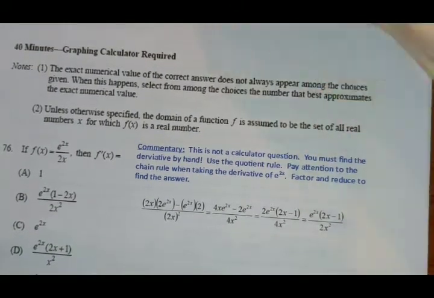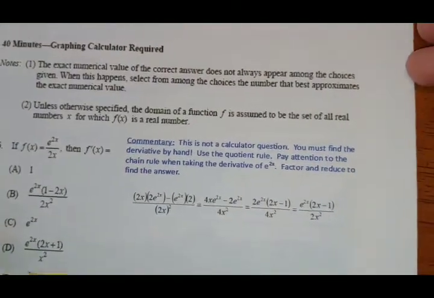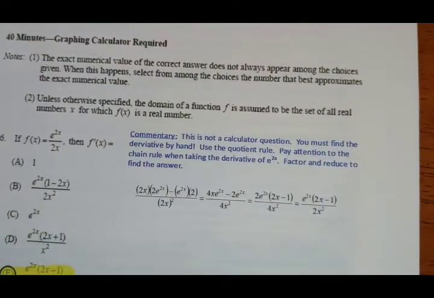The exact numerical value of the correct answer does not always appear among the answer choices. When this happens, select from among the choices the number that best approximates the exact numerical value. The domain, unless otherwise specified, is assumed to be all real numbers. In our folder, you will find a copy of what you're seeing right now. It has commentary with pretty detailed explanations and workouts of how to do the work.